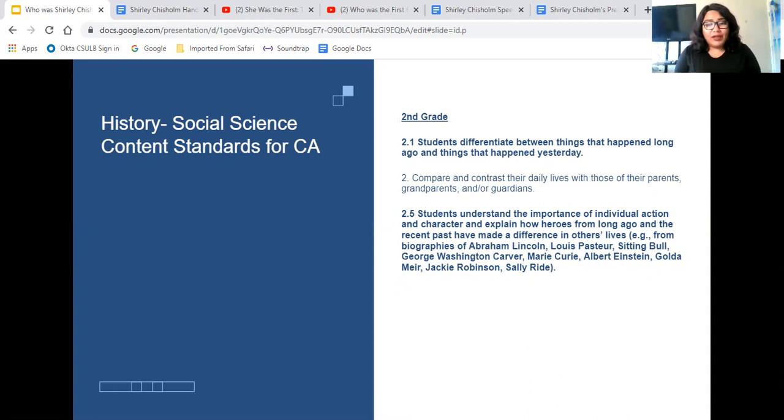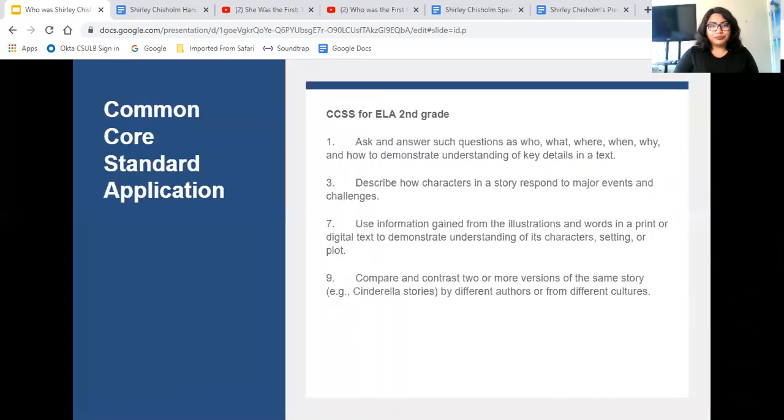And for 2.5, we're going to use her biography to understand the importance of individuals' actions and character to explain how heroes from long ago and recent past have made a difference in the lives of others. The others could be, meaning us, people in the future.